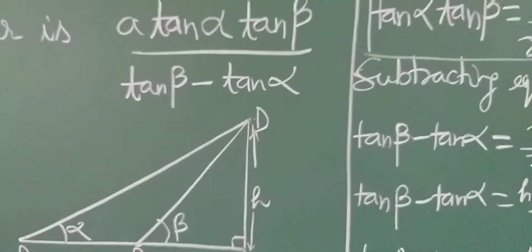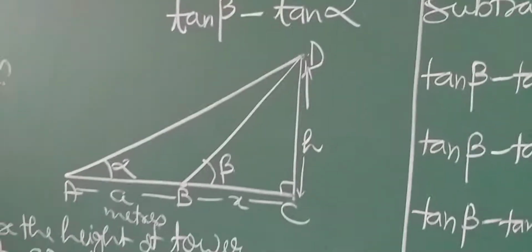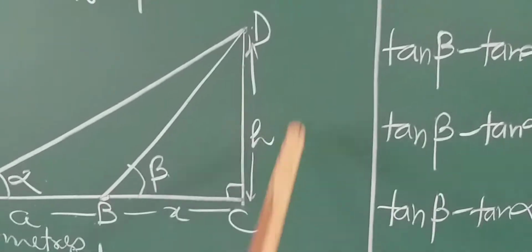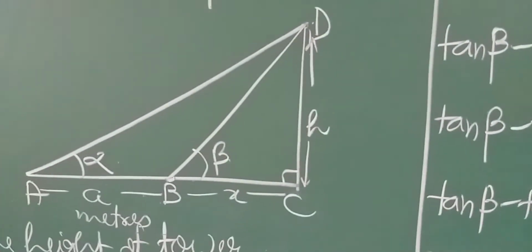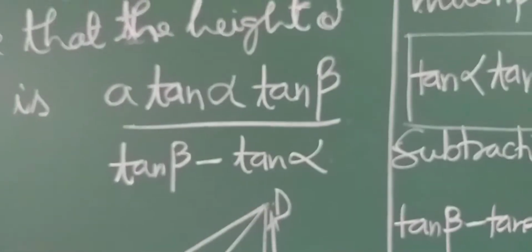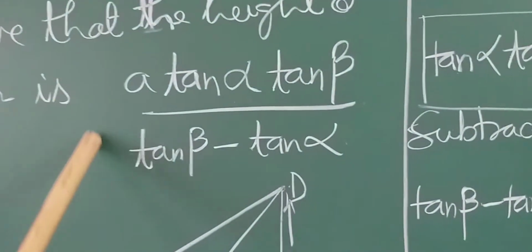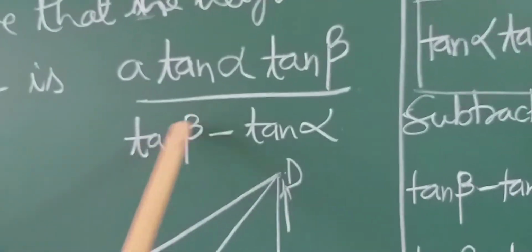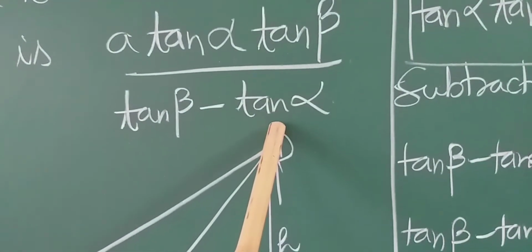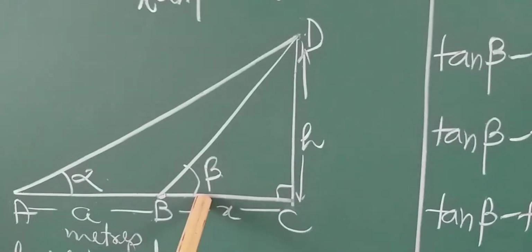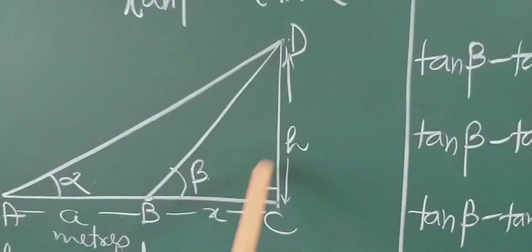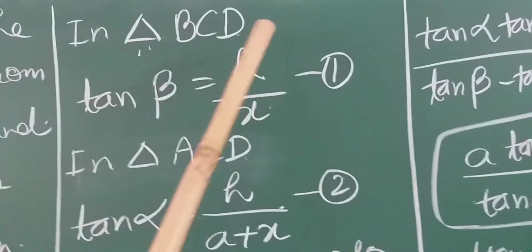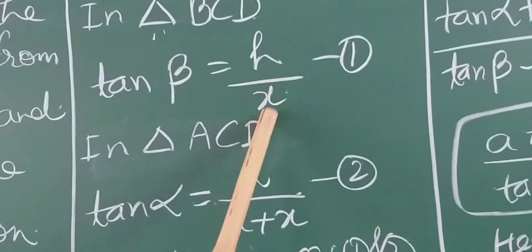Now students, we will take a right angle triangle, as you know. So in triangle BCD, which trigonometric ratio can we use? You can see what we have to prove, and in this the trigonometric ratio is tan. So we can take tan beta equals h upon x, perpendicular upon base. So in triangle BCD, tan beta equals h upon x, equation number 1.